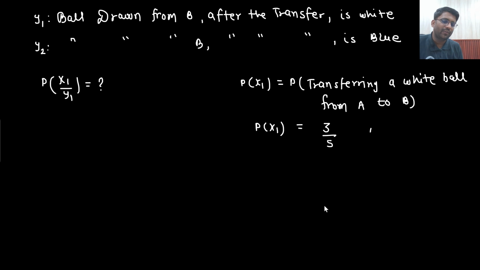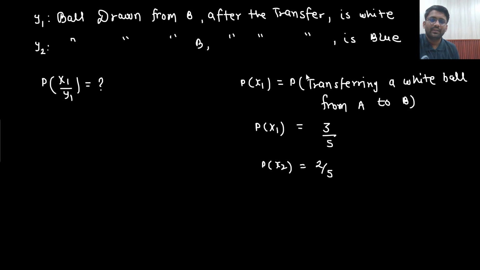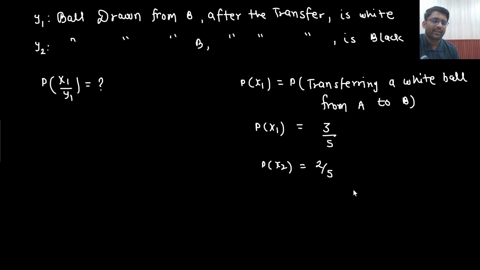And what is the probability of transferring a black ball from A to B? Not blue, sorry, black. Did I write down blue? It is black. Sorry guys, it is black. So transferring a black ball from bag A to bag B, what is the probability of that? Total balls are 5, out of them 2 are black. So 2 by 5. So P of x1, P of x2 I know.